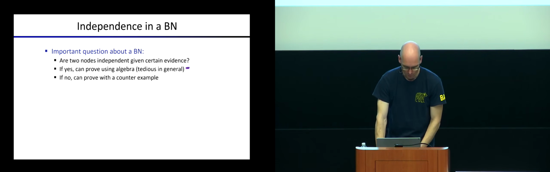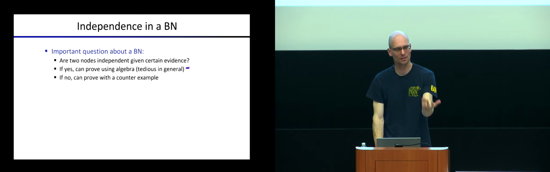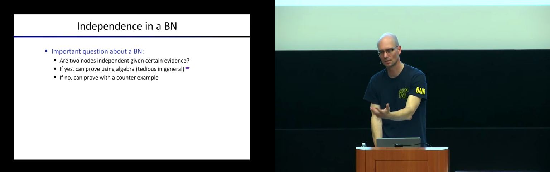If the answer is no, you can prove it with a counterexample. So you can say, well, this independence is not true because here's an example distribution showing that this independence is not true, and the example distribution can be represented by the Bayes net that you just gave me.